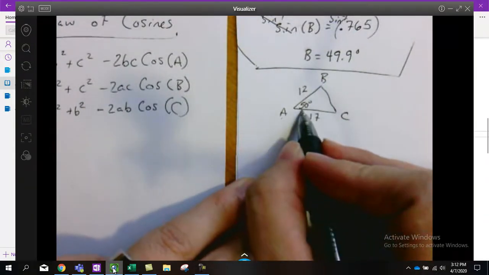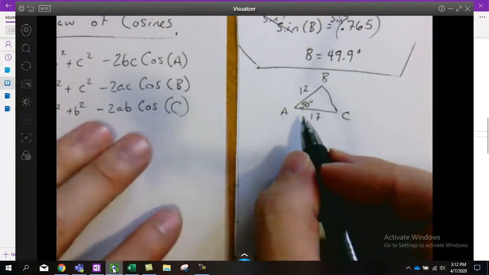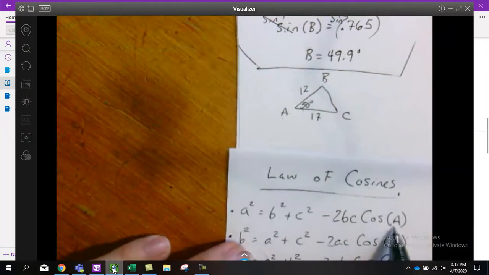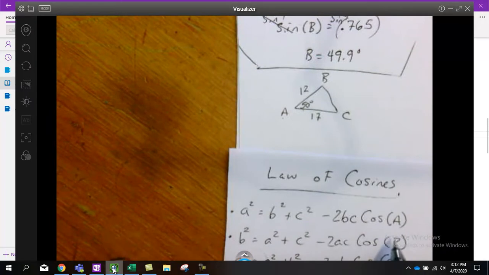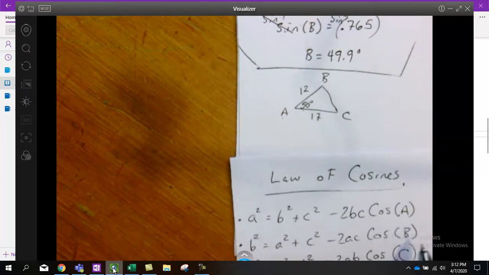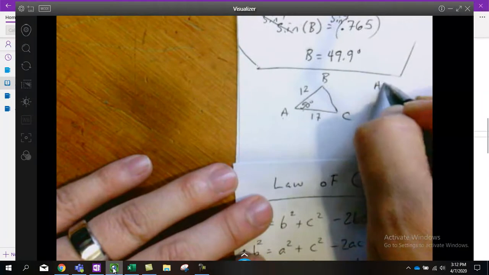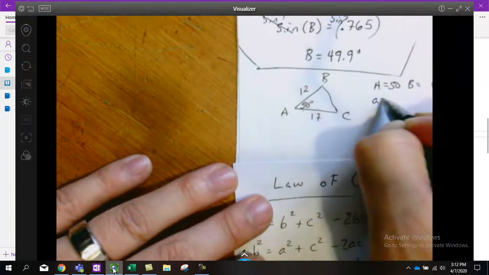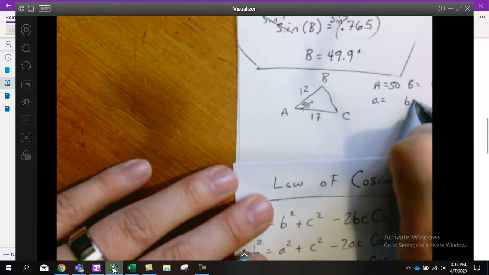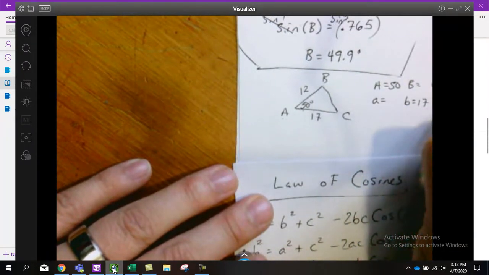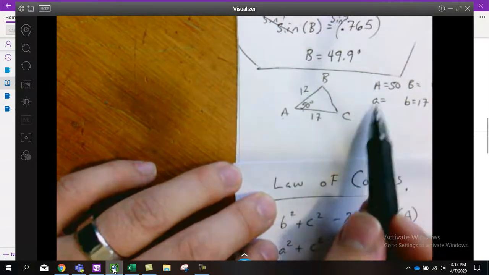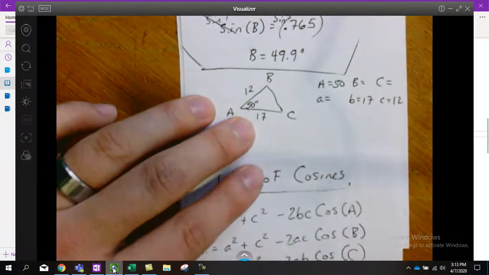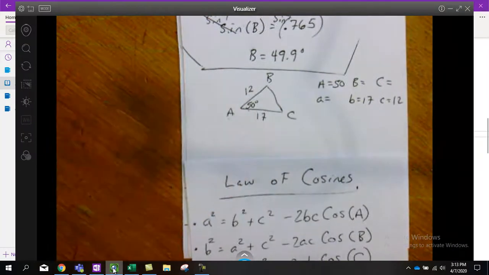Notice because we have angle A, we're going to choose to use the version of the law of cosines that uses angle A. So again, I'm going to stick with that same information. Off to the side here, we'll say A is 50, B is unknown, C is unknown, little a is unknown, little b is 17, and little c is 12. Notice I don't have both A's, I don't have both B's, I don't have both C's. That's how I know the law of cosines is my only choice here.